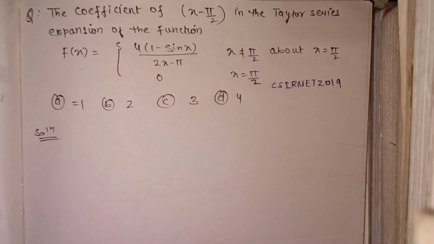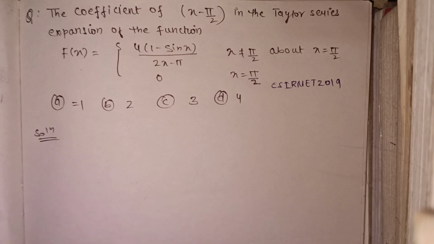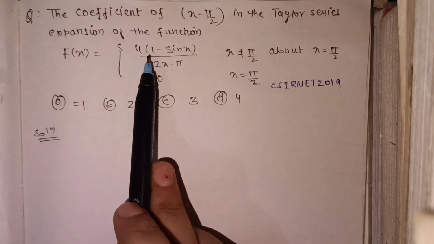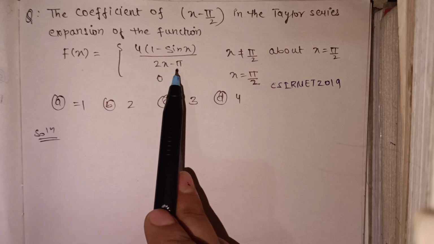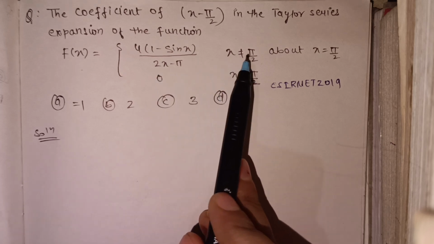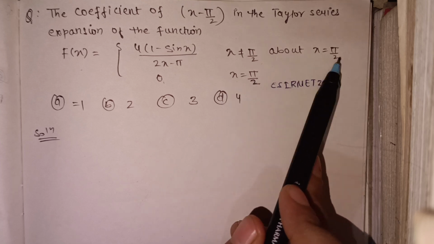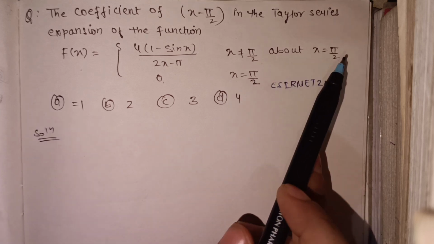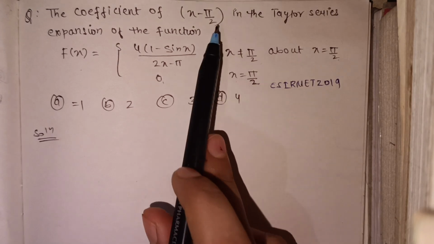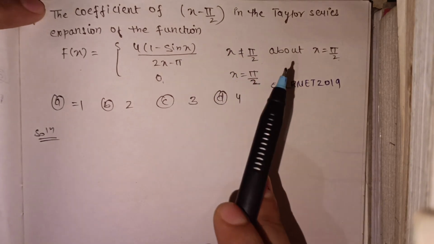In this video lecture, I am going to discuss the next PYQ of complex analysis asked in CSIR NET 2019. So our question is: the coefficient of x minus pi by 2 in the Taylor series expansion of the function f(x) = 4(1 minus sin x) upon (2x minus pi), at x not equal to pi by 2 and 0 at x equal to pi by 2, about x equal to pi by 2. So we have to find the coefficient of x minus pi by 2 of this function.